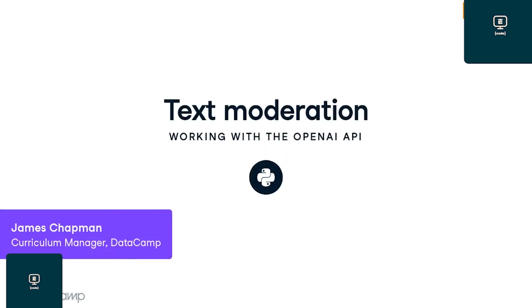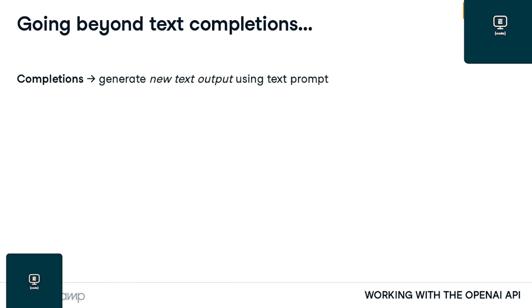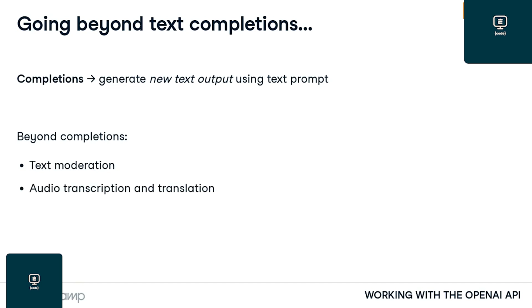Up to this point, we've used OpenAI's models for completing text in some way, whether that's answering questions, classifying statements, or editing text. In this chapter, we'll go further into the API's capabilities, including text moderation, audio transcription and translation, and even combining models together. Let's start with text moderation.